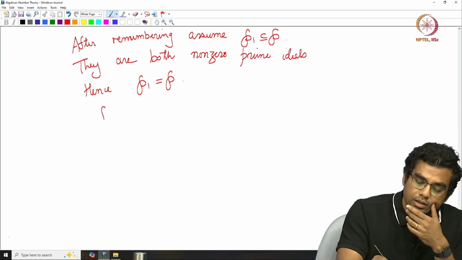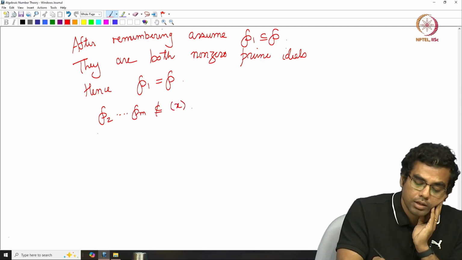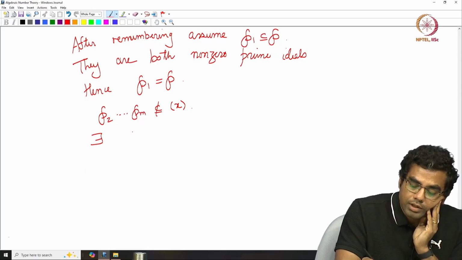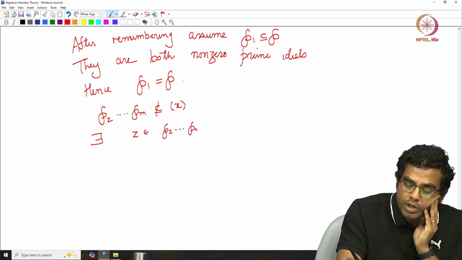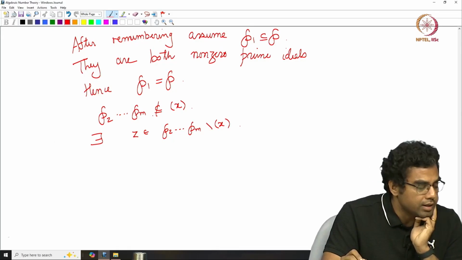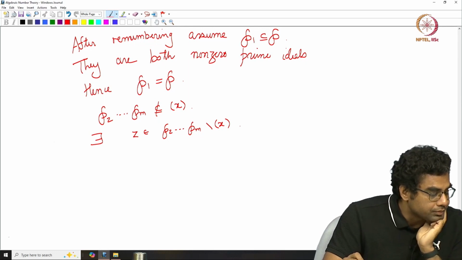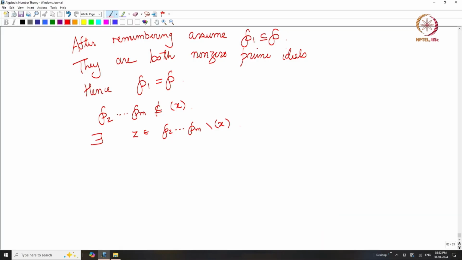What this means is that P_2 up to P_m is not contained in the ideal generated by x, right. So, there exists z in P_2 up to P_m, but not in x. Because this is not a subset of the ideal generated by x, I can always take this element. Now, I know that z times P, which is simply P_1 as I have proven, so this is simply z times P_1, is contained in x. So, although z is not contained in x, z times P_1 is contained in x.